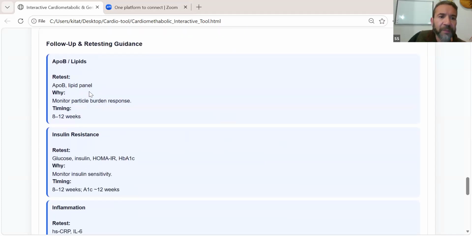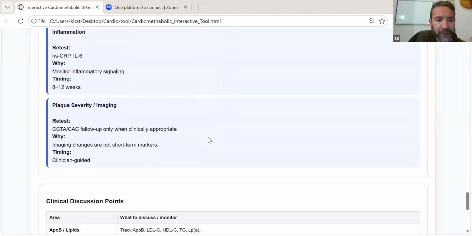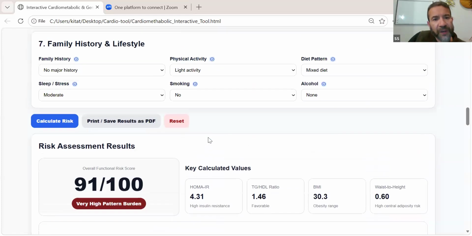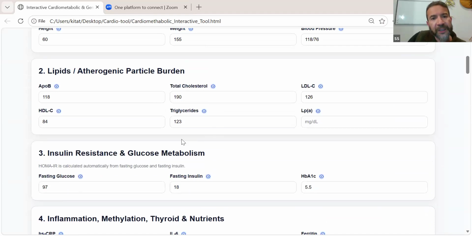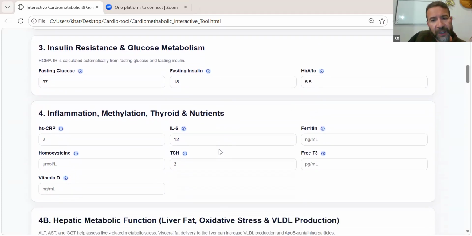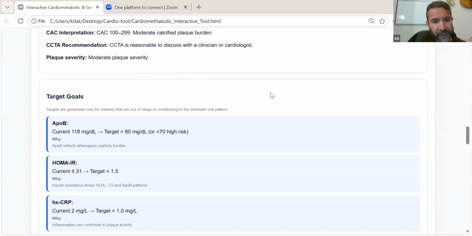You need to follow up in 8 to 12 weeks, and this is where you need to retest. So it's very important to follow this to get the right labs so you can follow the protocol. If your labs are high, then you need to do a CAC score. If your CAC score is elevated, then you need to follow up with CCTA. And that's all I have for this tool here.